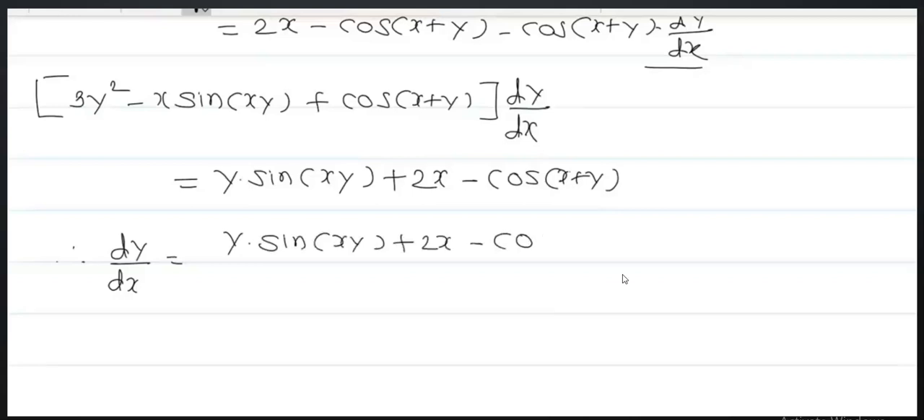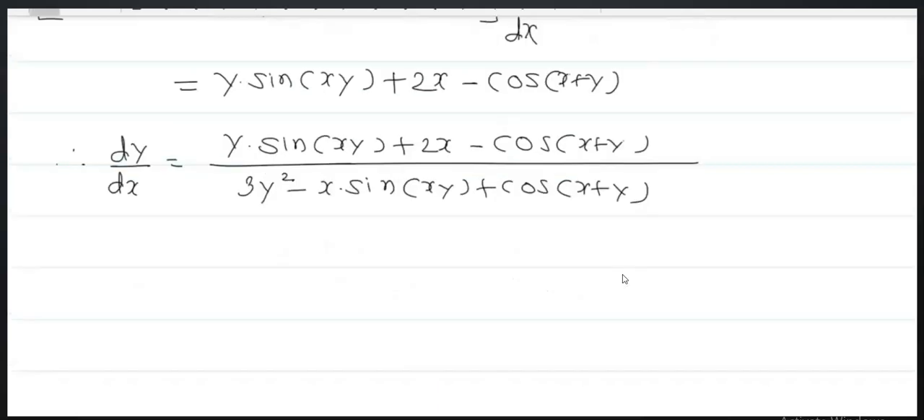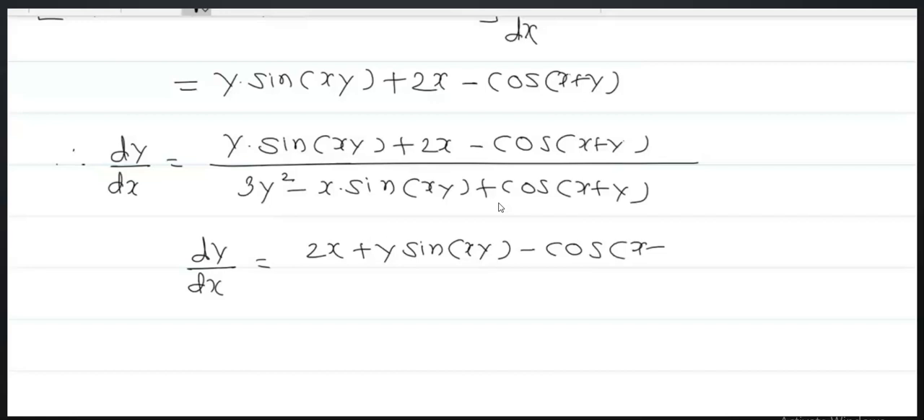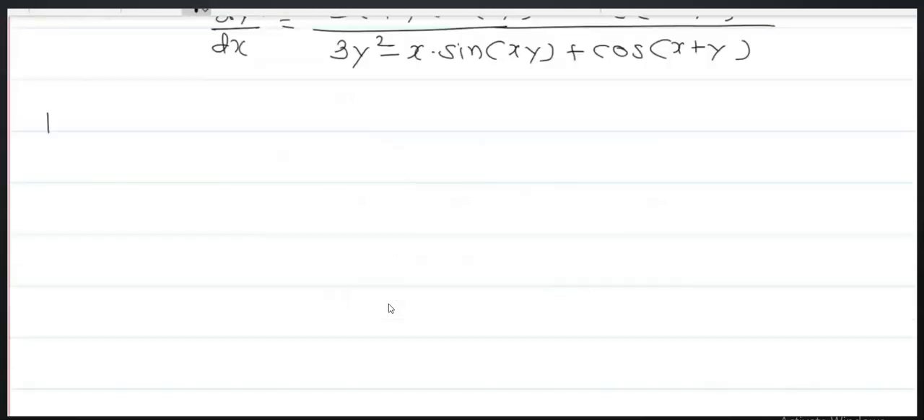y into sin of xy plus 2x minus cos of (x plus y) upon 3y square minus x into sin of (x plus y) plus cos of (x plus y). Therefore, dy by dx is equals to 2x plus y into sin of xy minus cos of (x plus y) upon 2y square minus x into sin xy plus cos of (x plus y). This is the dy by dx.